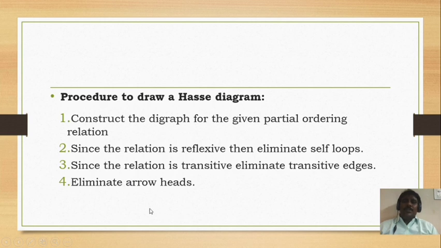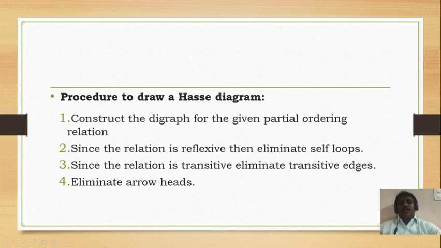So we already know that a poset has three conditions, RAT: reflexive, antisymmetric and transitive. First, we construct the digraph for the given partial ordering relation. The relation is reflexive, so we eliminate the self loops. Since it satisfies the transitive property, we eliminate the transitive edges, and at last we eliminate the arrowheads. Then we get the Hasse diagram.